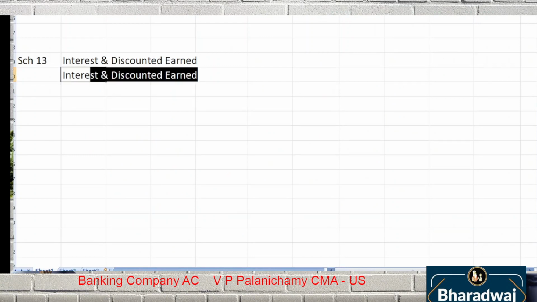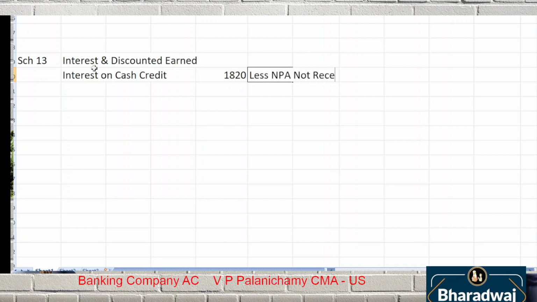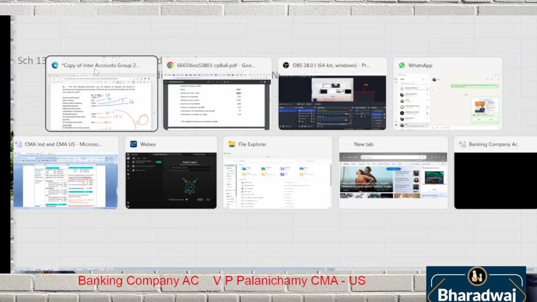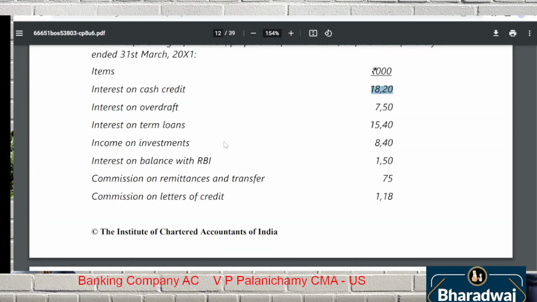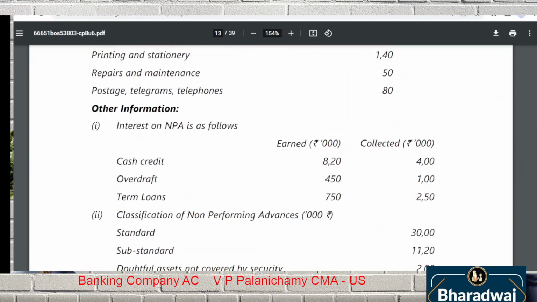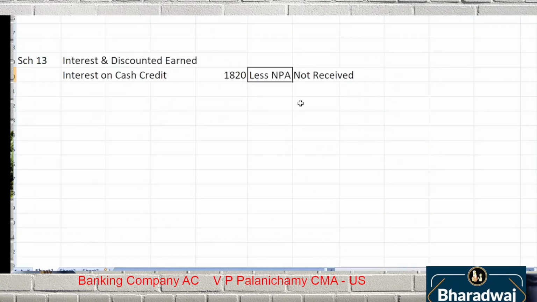Interest on cash credit. How much? Less whatever is not received on NPA, because on NPA only receipt can be taken as income. Whatever is received can be taken as income. Whatever is not received cannot be taken as income. Out of 820, we received only what? 400.